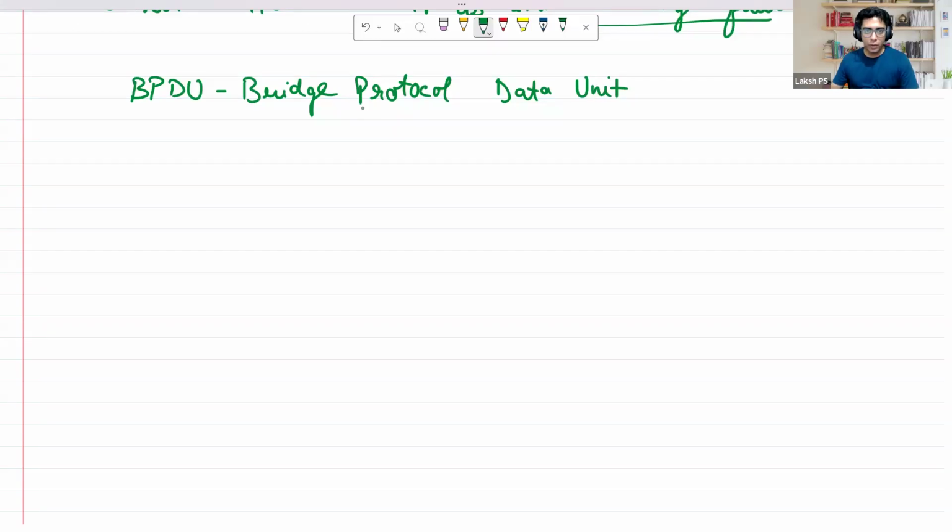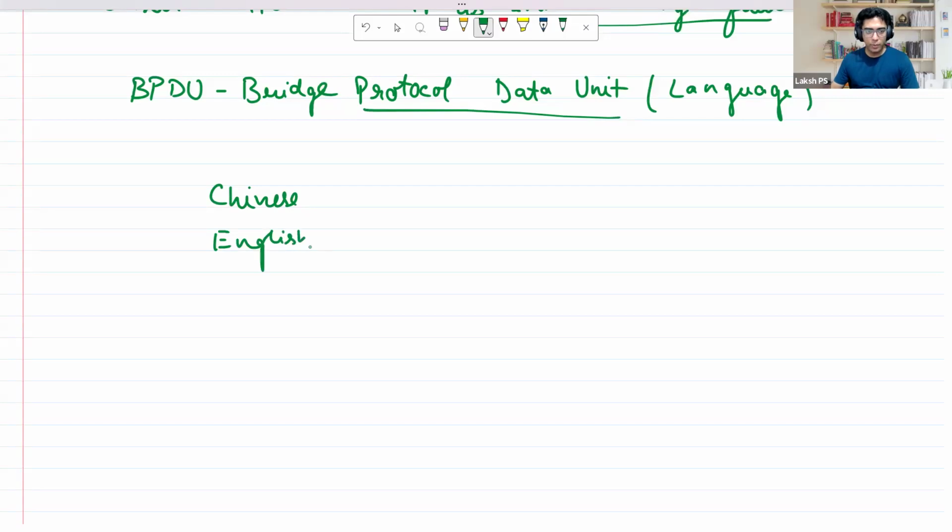Now, let's understand what a protocol data unit means in terms of networking. Imagine a protocol data unit as a language. We have different languages. We have Chinese. I'm speaking English. In India, we have so many languages. We speak English, Hindi, Tamil, and many other regional languages as well.